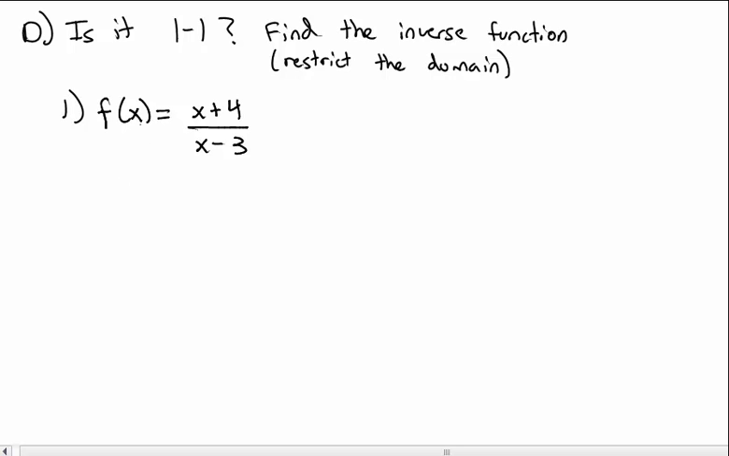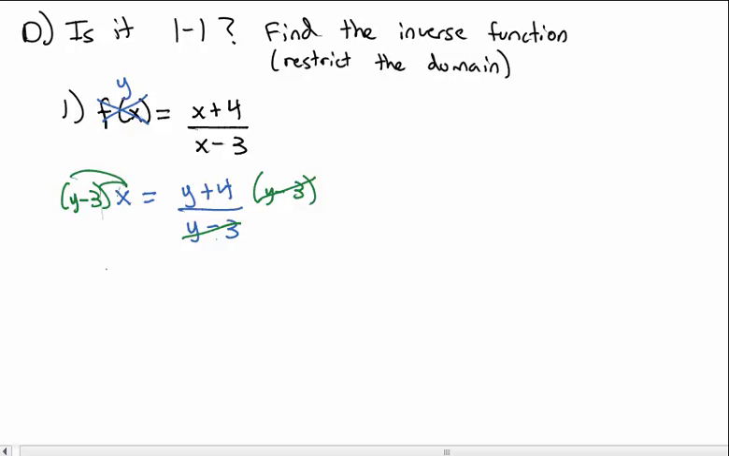We can just make the f of x into a y and then switch the x's and y's around. So we've got x equals y plus 4 over y minus 3, and then begin solving for y. Clear the fraction by multiplying by the common denominator of y minus 3. We have y's on both sides, but we saw this in our previous unit. We know we need to multiply everything out and get the y's onto one side, everything else on another side. So I'm going to distribute the x. So we have xy minus 3x equals y plus 4.